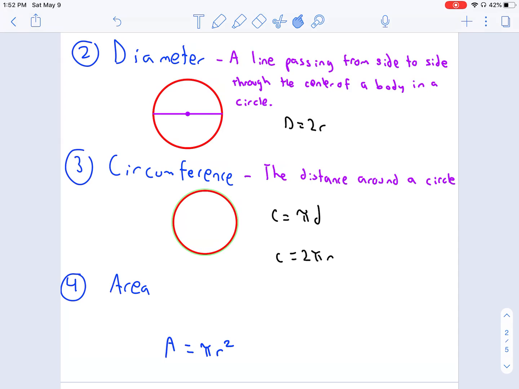The formula for that is c equal to pi d, and you can use c is equal to 2 pi r because d is equal to 2r, so it's the same thing. But you should use c is equal to 2 pi r when you have the radius, and use c is equal to pi d when they give you the diameter. And lastly, the area. The area is pi r squared.